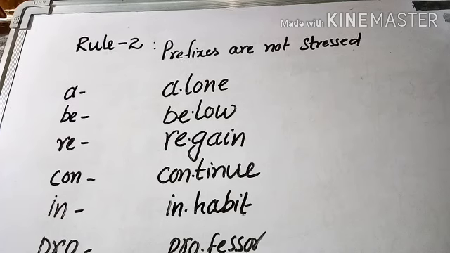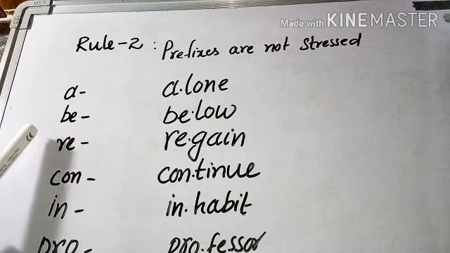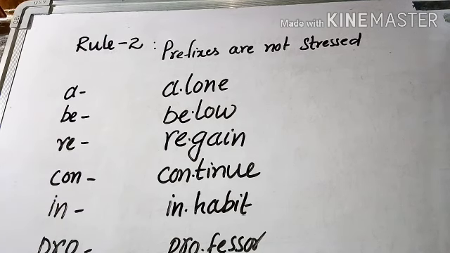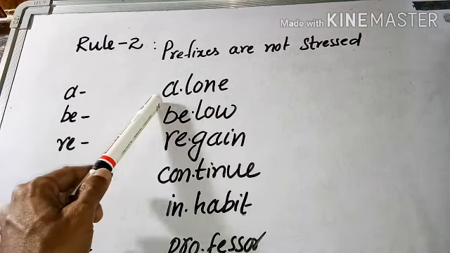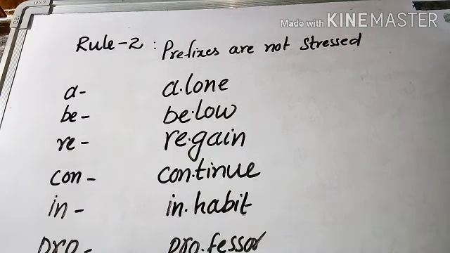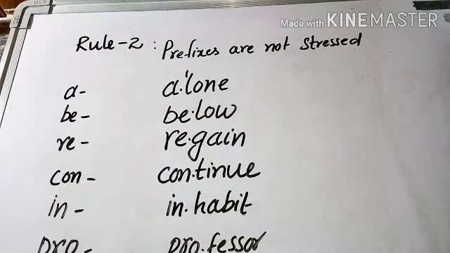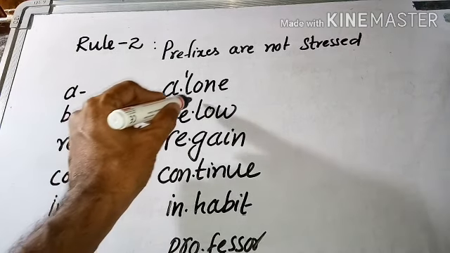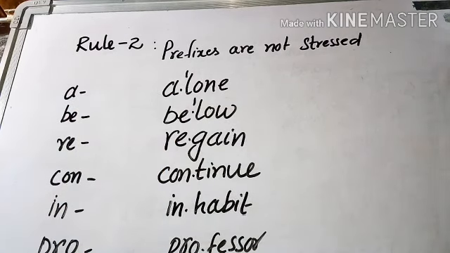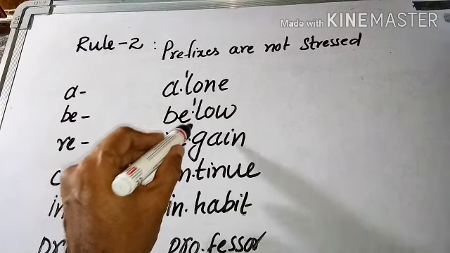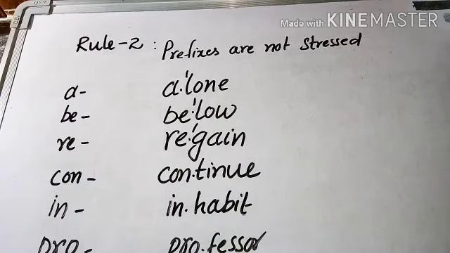The prefixes are not stressed. The prefixes like a, be and re, can, in, pro, and all these things are not stressed. For example, alone. Lone is stressed, but not the prefix a. Next, below. Regain. This word gain, the syllable gain is stressed, but not the prefix re.